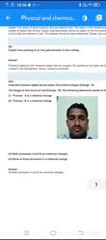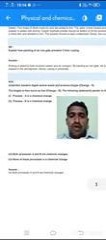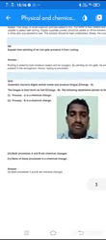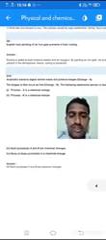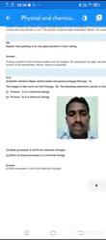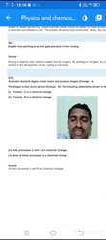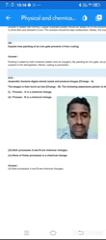Next one: explain how painting of an iron gate prevents it from rusting. The question is very simple. Already we have studied that rusting of iron can be prevented by three methods. One is by avoiding contact with moisture and oxygen present in the atmosphere. Another is applying a coat of paint or grease. The third is galvanization. Here they have used the method of painting.